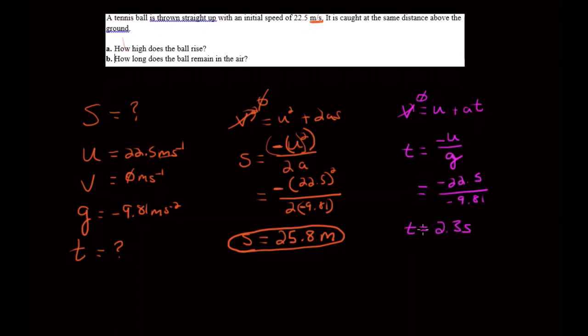2.3 seconds. So this is just for segment 1. We want the total time, so that is T1 plus T2, each of the segments, which is 2.3 times 2. So the total time that it was in the air was 4.6 seconds. These are very simple if you just keep in mind that you're talking about two different segments of motion when you throw a ball straight up in the air.